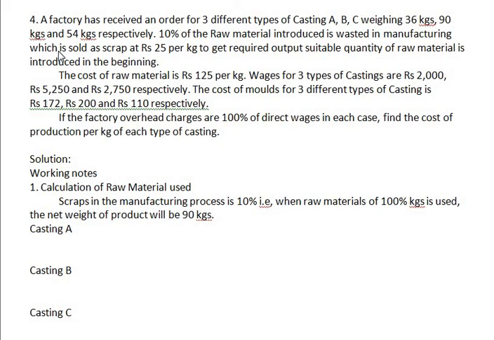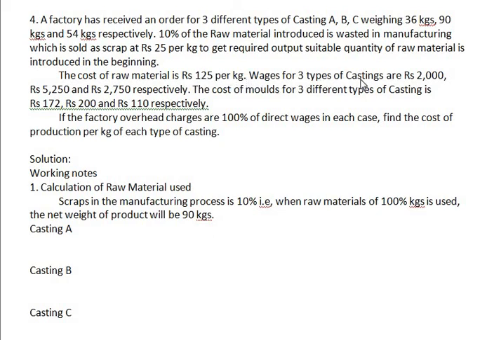Here is the problem. A factory has received an order for three different types of casting A, B and C weighing 36 kgs, 90 kgs and 54 kgs respectively. 10% of the raw material introduced is wasted in manufacturing, which is sold as scrap at rupees 25 per kg. To get the required output, a suitable quantity of raw material is introduced in the beginning. The cost of raw material is rupees 125 per kg.